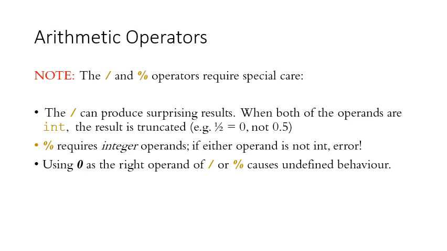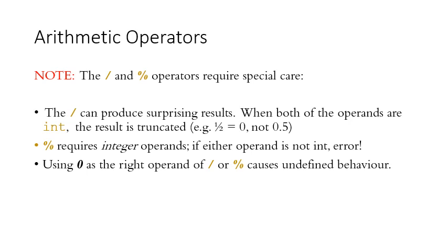When both of the operands are integers, the result is truncated, dropping the fractional part. For instance, when we divide 1 by 2, the result will be 0 and not 0.5. The percent operator also requires integer operands. If either operand is not an integer, the program will not compile. Also, zero as the right operand of either the division or the remainder operator causes undefined behavior.